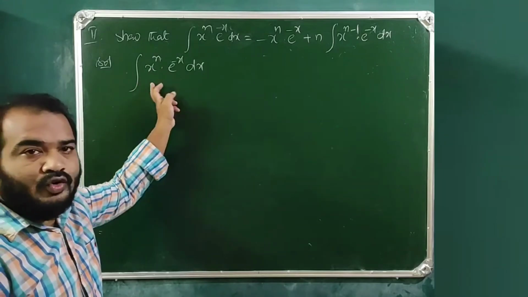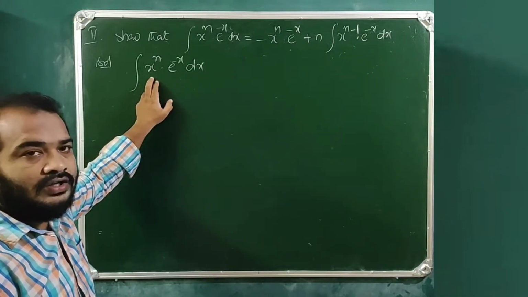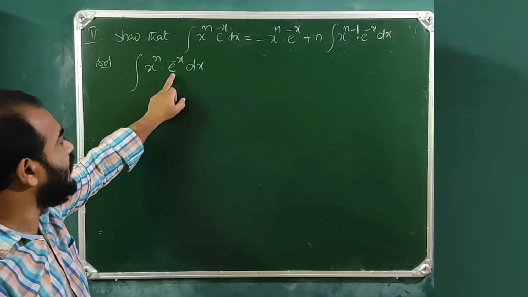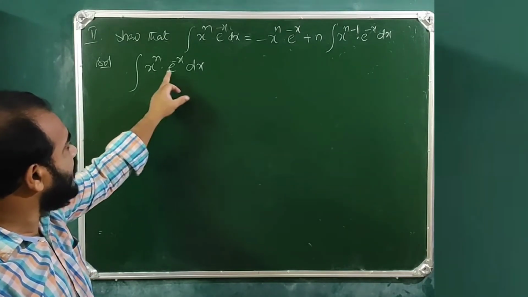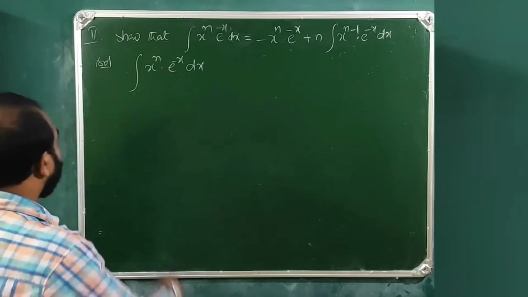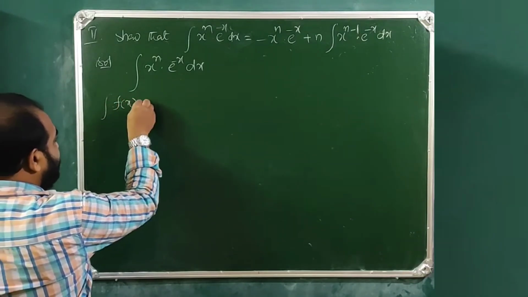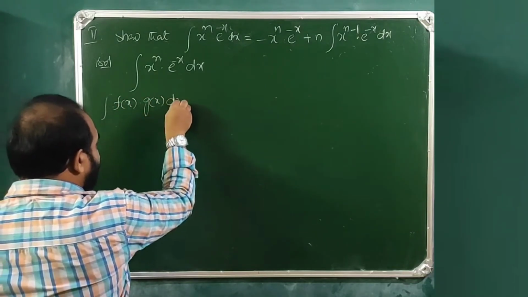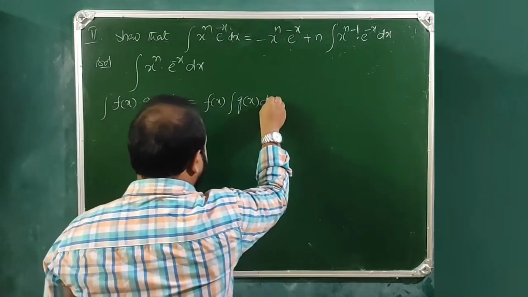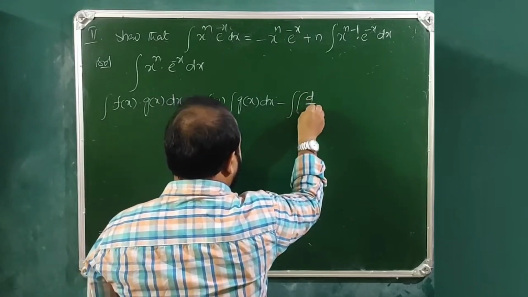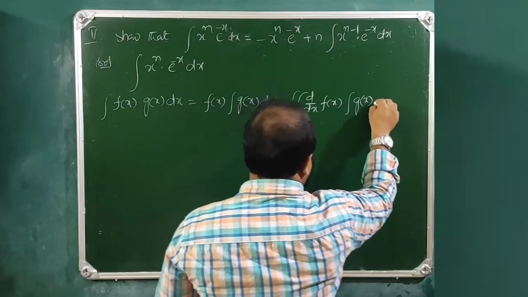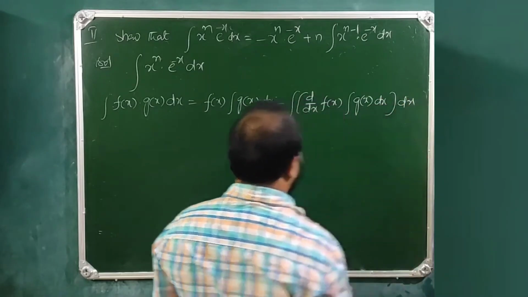This is clearly the product of two functions: x power n, an algebraic function, and e power minus x, an exponential function. So, according to the rule of ILATE, algebraic comes first and exponential comes next. So this is f of x, the first function, and this is g of x. So we have integral f of x into g of x dx is equal to f of x, the first function, into integral of the second function dx, minus integral of d by dx of the first function into integral of the second function dx, whole dx.